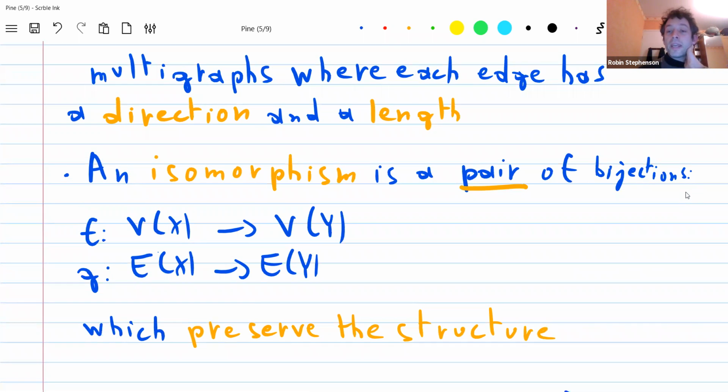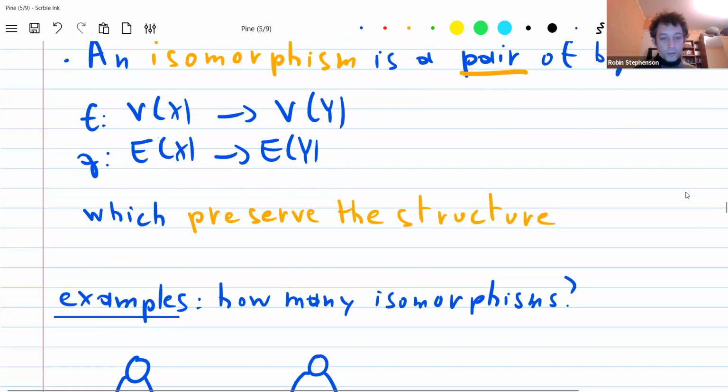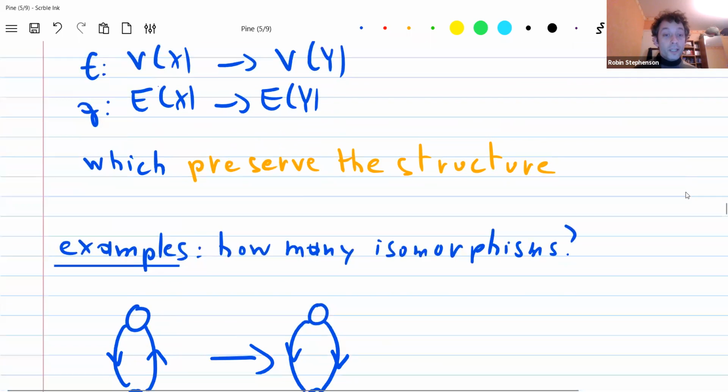An isomorphism is not just a bijection between the vertices, as it would be in the case of regular graphs. It's a pair of bijections, one for the vertices and one for the edges. And those have to preserve the structure. So in the natural way. So if there's an edge from x to y, then there should be an edge from f of x to f of y, and that edge should be g of the edge between x and y. And if there's multiple, then there's also multiple. And let's have a little example.